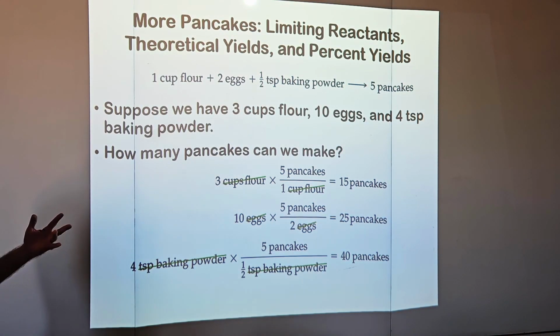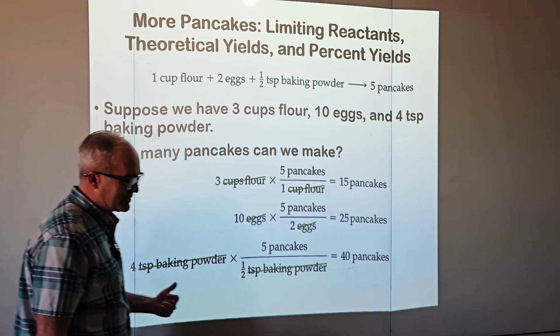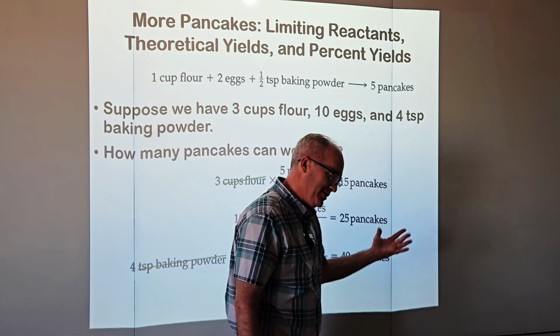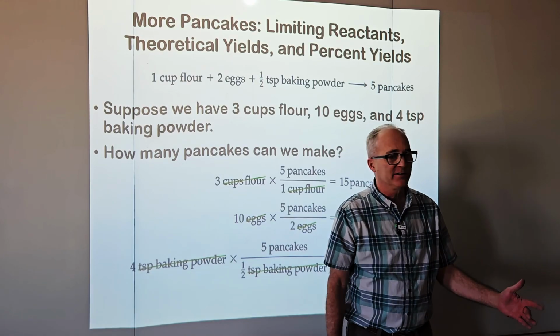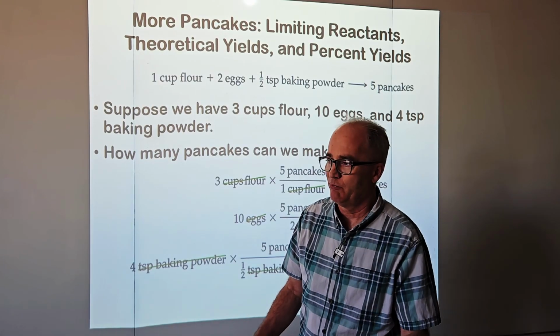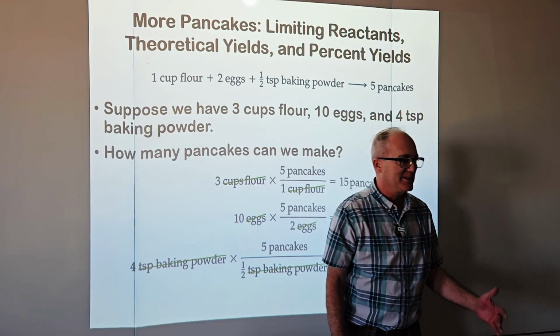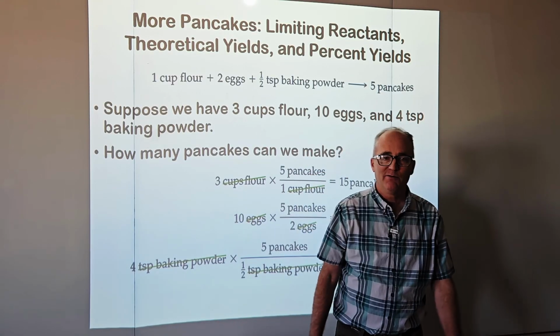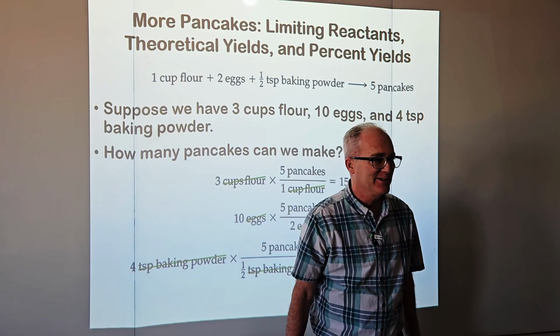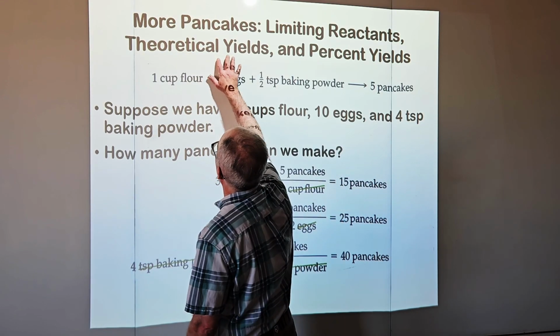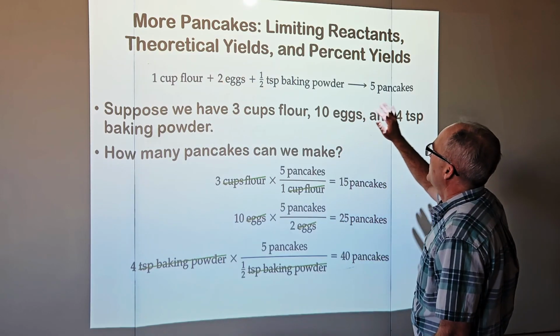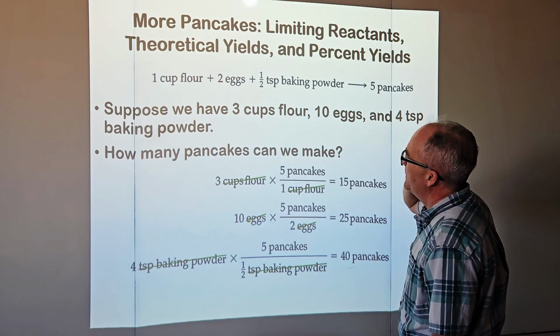More pancakes, limiting reactant, theoretical yields and percent yields. What we did with that last problem and with the bread is we calculated a theoretical yield. With 6 pieces of bread, in theory, how many sandwiches can you make? 3. With 4 pieces of ham, how many sandwiches can you make? 4. So that's what a theoretical yield is. And we'll talk about a percent yield in a little bit.